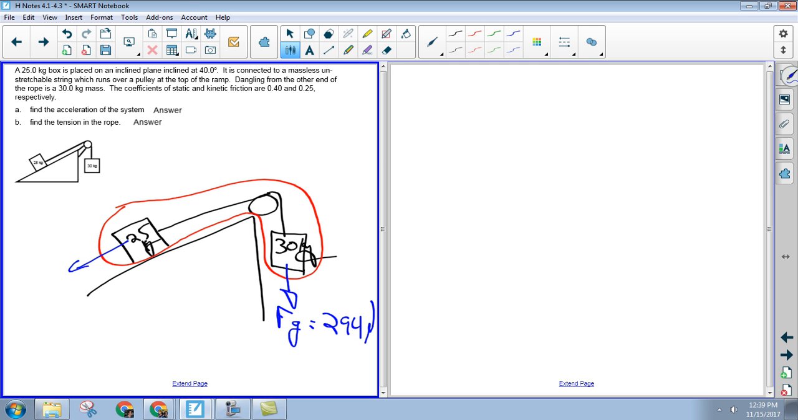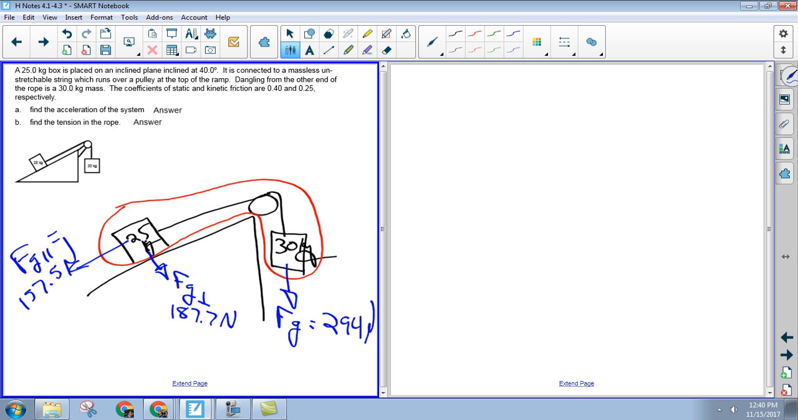So it turns out that here we've got an FG parallel of, where did I put my sheet? This FG parallel ends up being negative, but I'm not going to put the negative in. We'll worry about the negatives in a minute. So it's 157.5 newtons. Good? All right, and then there's also a perpendicular component, which is 187.7. Those two forces combined are my gravity, right? Is everybody good up to there?